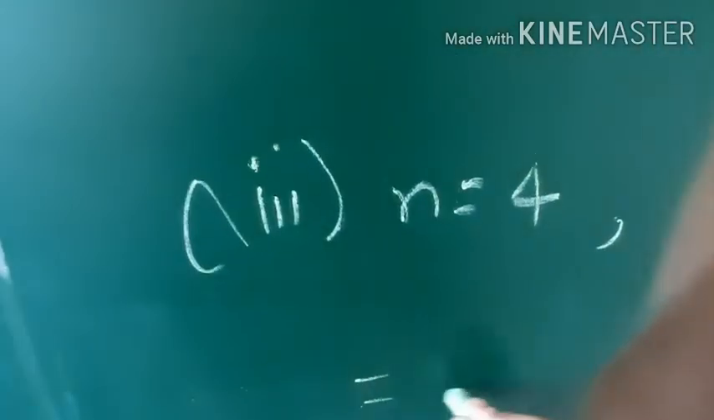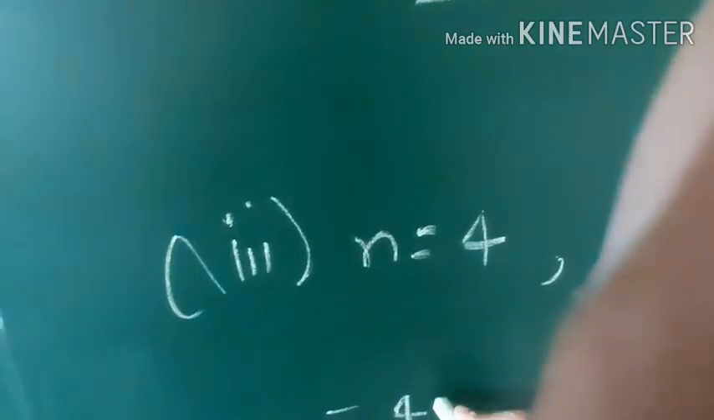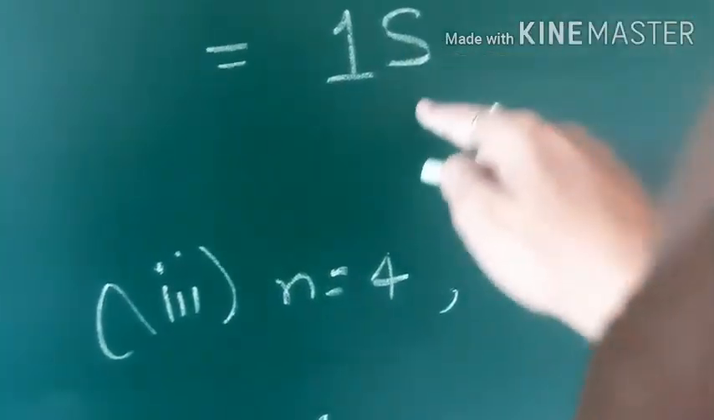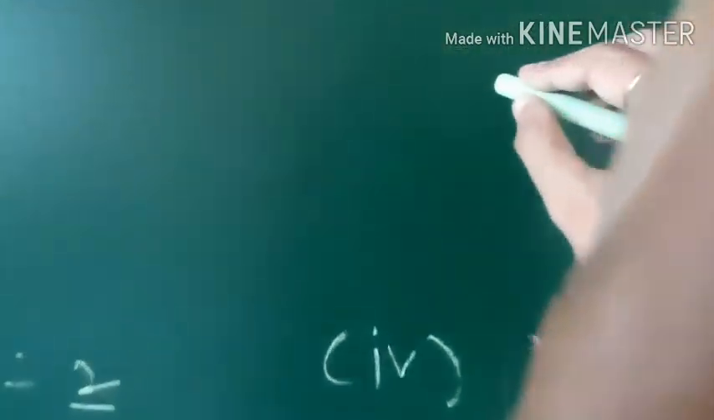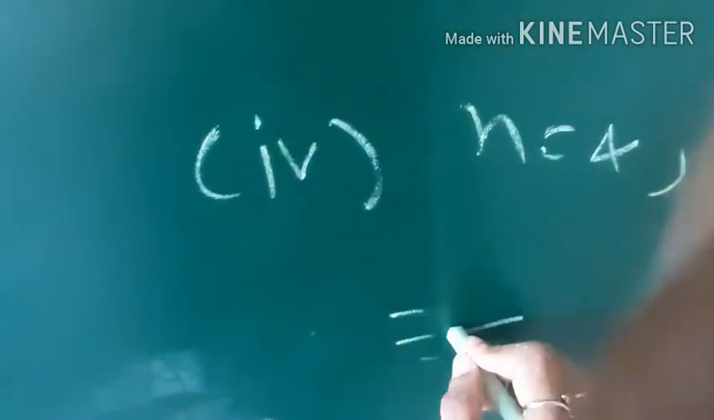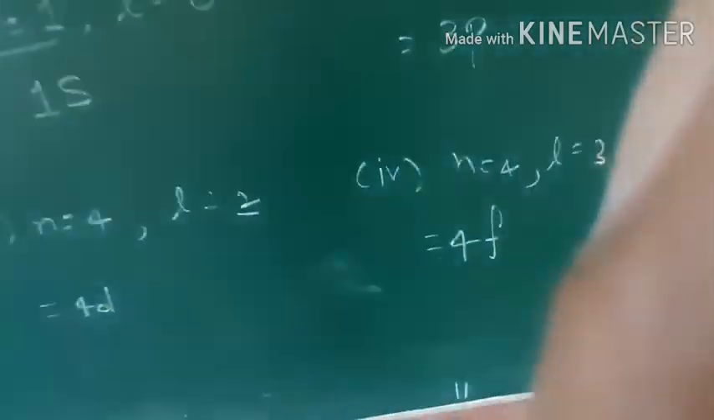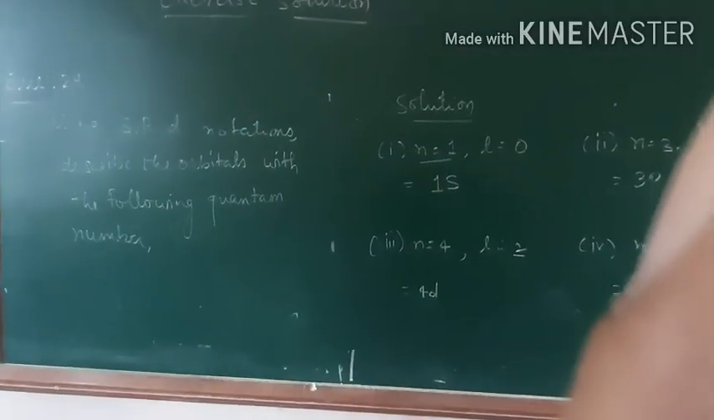Now n is equal to 4, so the orbital starts with 4. l is equal to 2, so l is equal to 0 is s, 1 is p, and 2 is d, that is 4d. Okay, children, now here n is equal to 3, l is equal to 1, so that is 3p. And here l is equal to 3, so this orbital is 4f. So you can see the particular solution of this one, children.